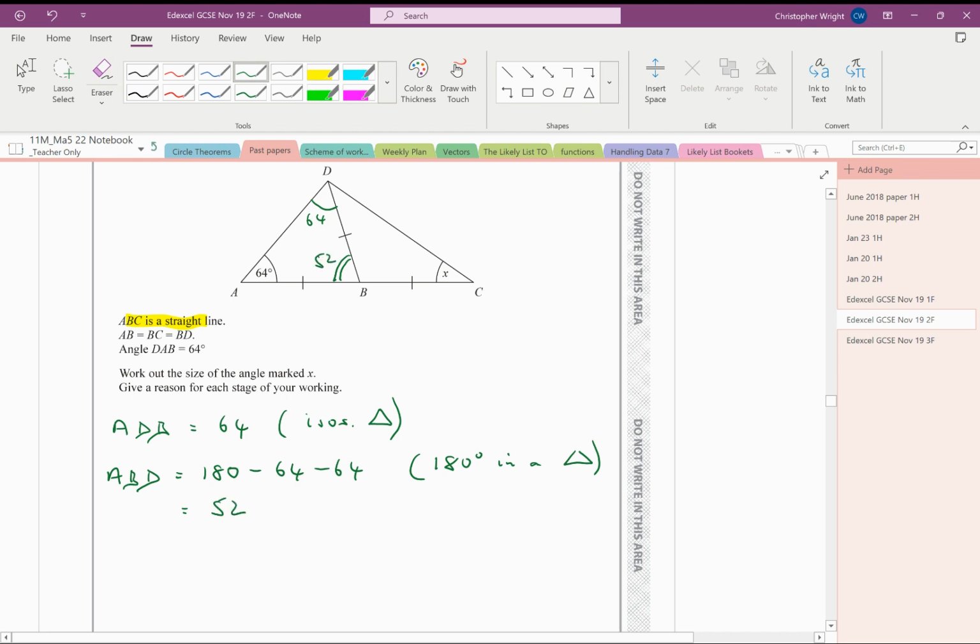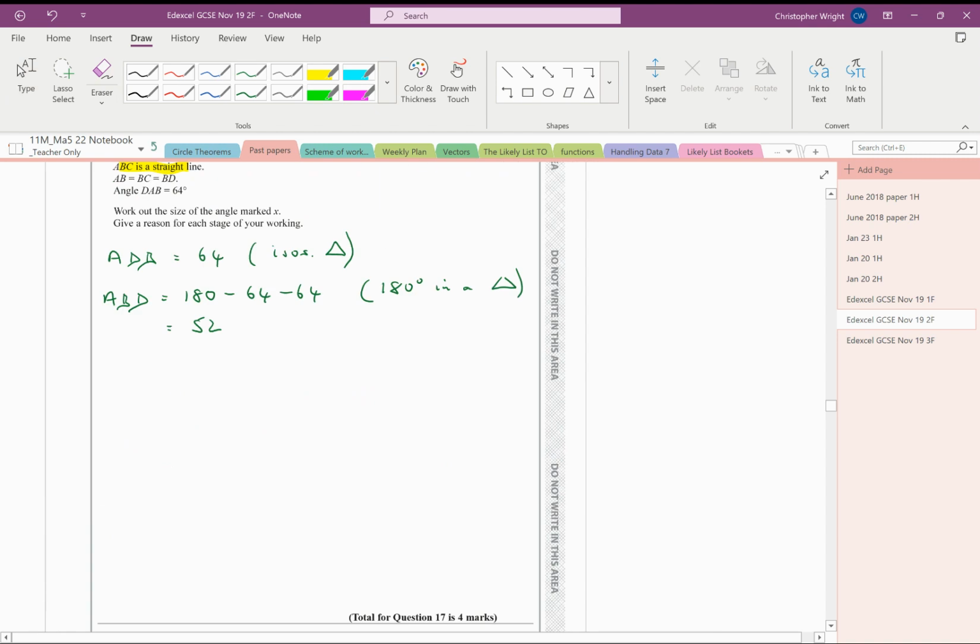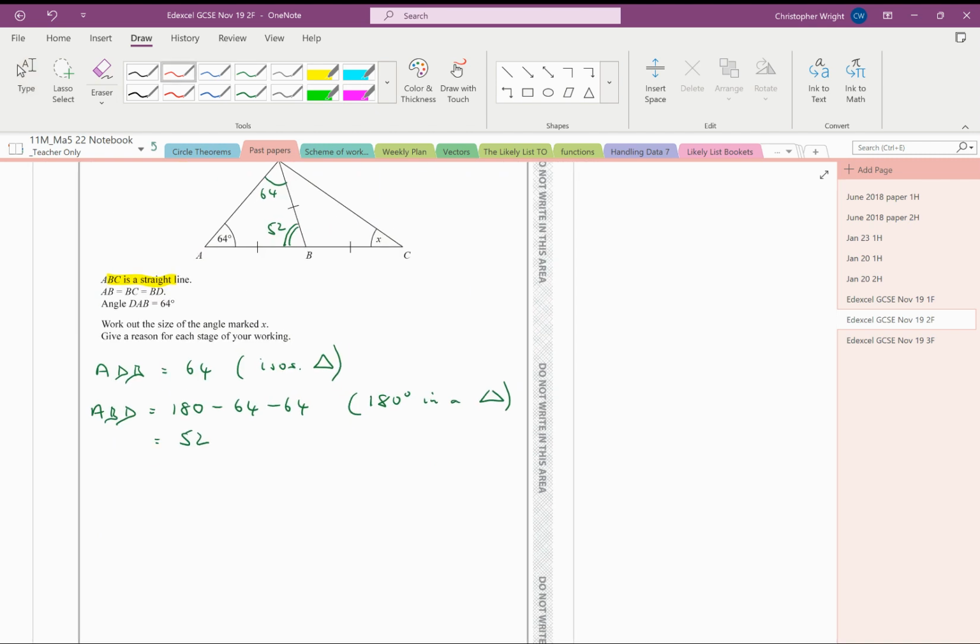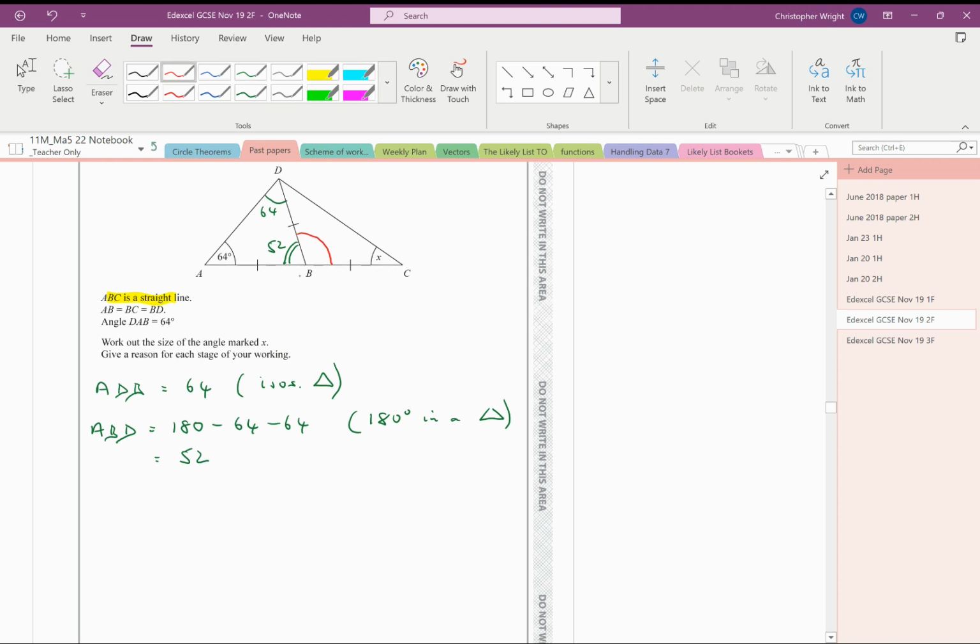Okay. Now what can I work out next? Oh, look. I can work out this angle, which is, I'll do it in red just to make it clear for you. So that's DBC. Well, that's 180 minus 52 because it's a straight line, isn't it? So it adds up to 180 degrees. So that gives me 180 minus 52, gives me 128.